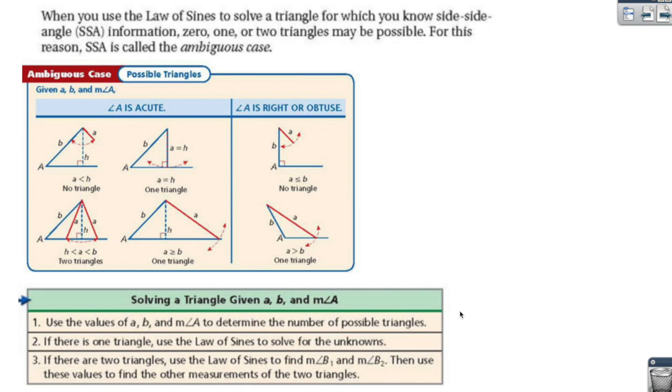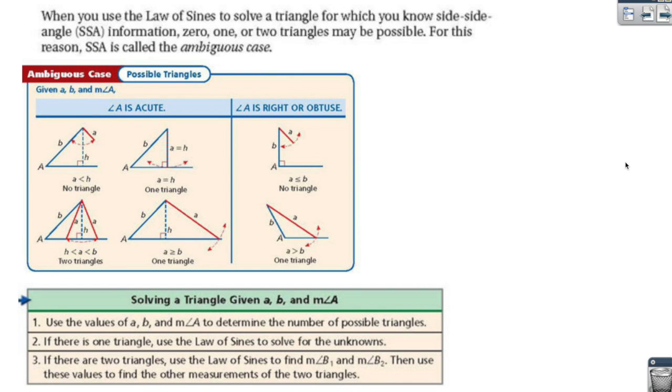Always start with step 1. Use the values of A, B, and the measure of angle A to determine the number of possible triangles. Start by identifying, is the angle A acute or obtuse? If so, refer to the given cases listed on our table. It is really important that you have a copy of this table in your notebook. Step 2: once you've identified that there is one triangle that can be produced, then you can go ahead and solve for the unknowns. Step 3: if there are 2 possible triangles, then you must find those 2 triangles with their respective missing angle and side lengths.